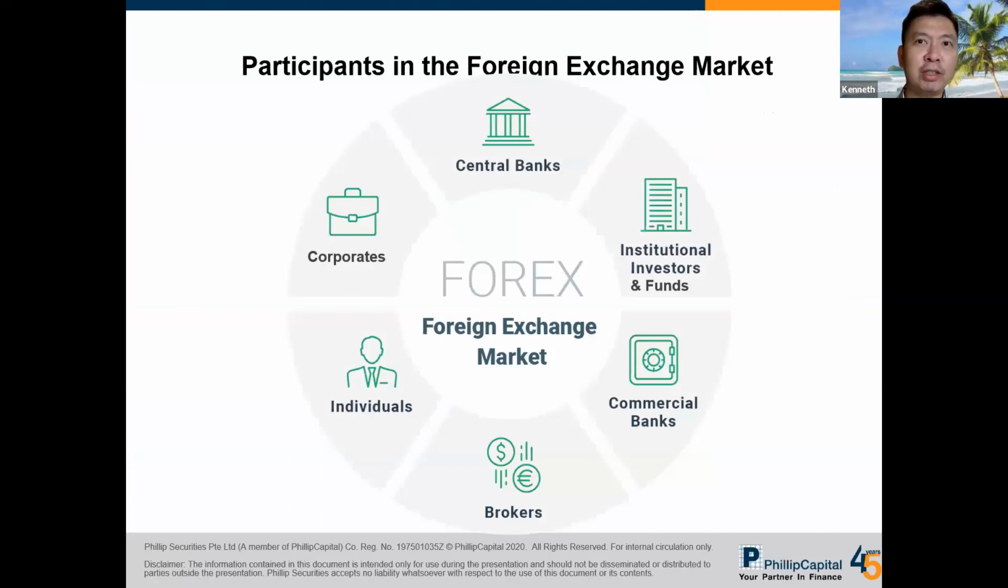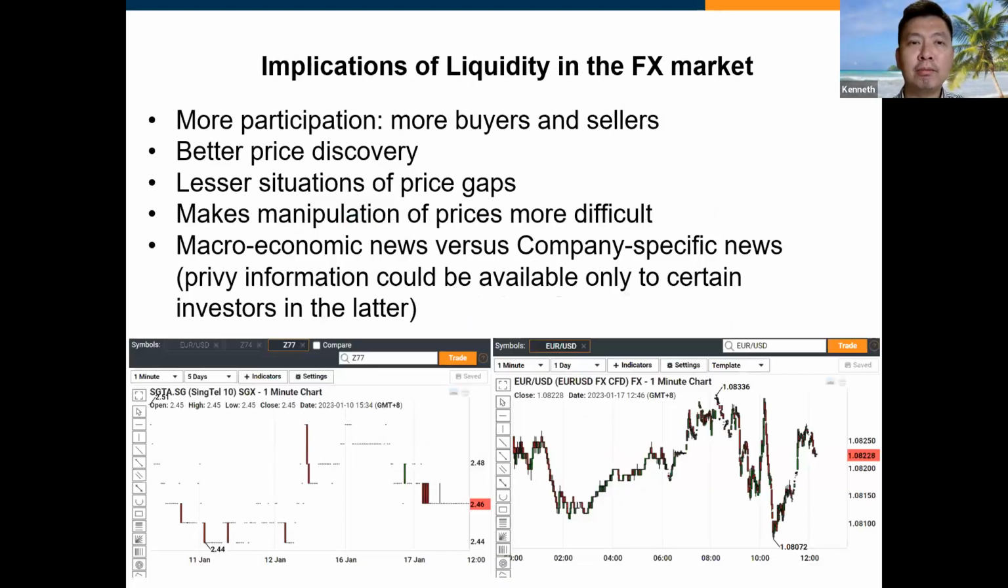This is only because everyone has an essential need for foreign exchange, as attested by the diverse participants in the FX markets, as you can see on the chart. Now, more importantly to you, what are the implications of such liquidity? Well, more participation means more buyers and sellers. This in turn means better price discovery and also fewer price gaps, as you can see from my chart comparisons below. For the same 1-minute charts of a high volume stock like Singtel and a euro-dollar FX contract, you can see that pricing gaps are more significant on trading Singtel.